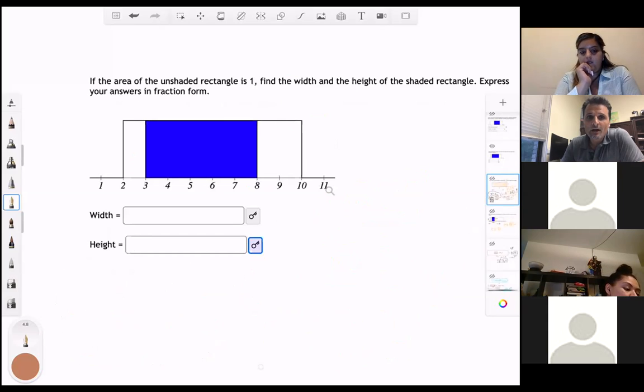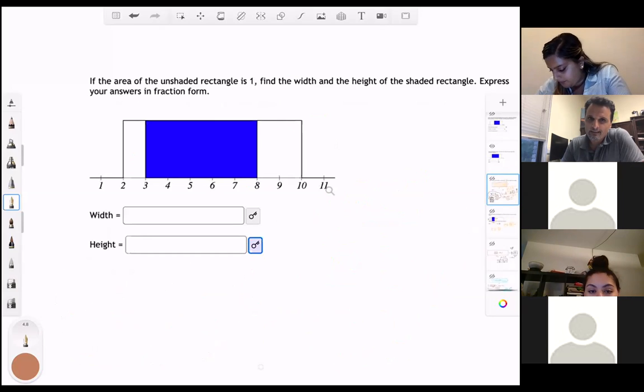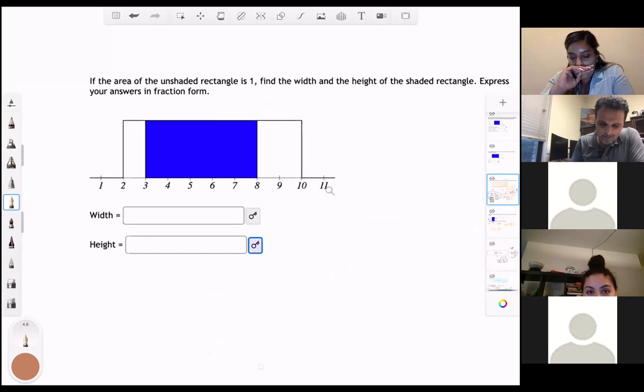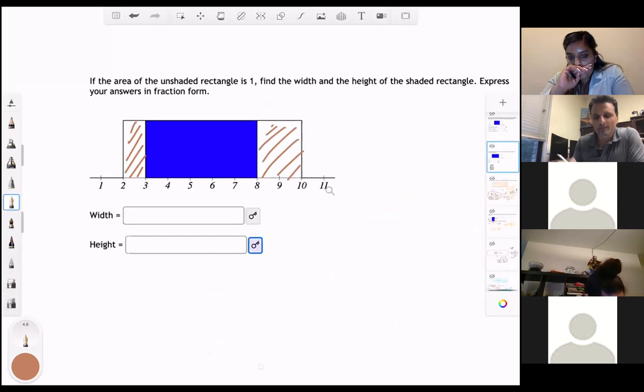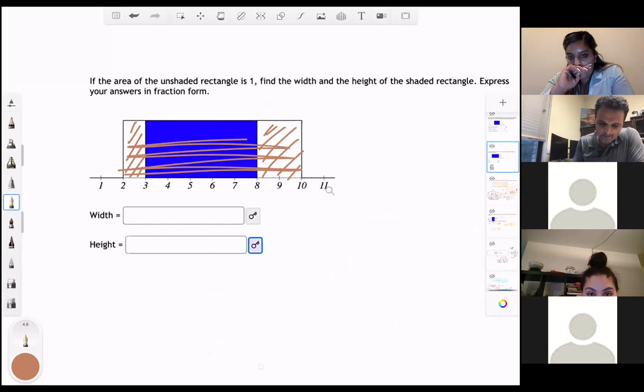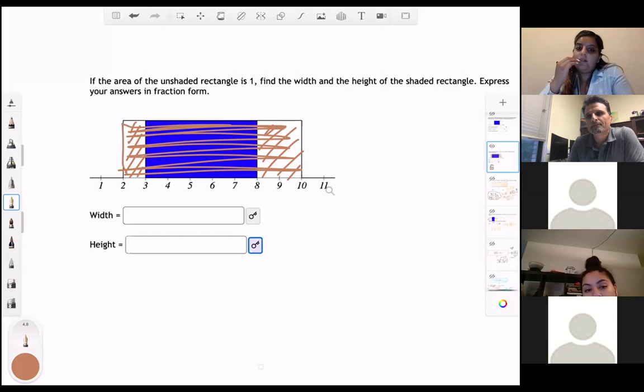If the area of the unshaded rectangle is 1. So here's a confusing part. I thought the question was only asking about this plus this is 1. But no, they're asking us everything here, unshaded. I mean, everything. This rectangle here is 1. So that's kind of misleading. If the area of the unshaded rectangle is 1, that means everything for the big rectangle here, the area is 1.